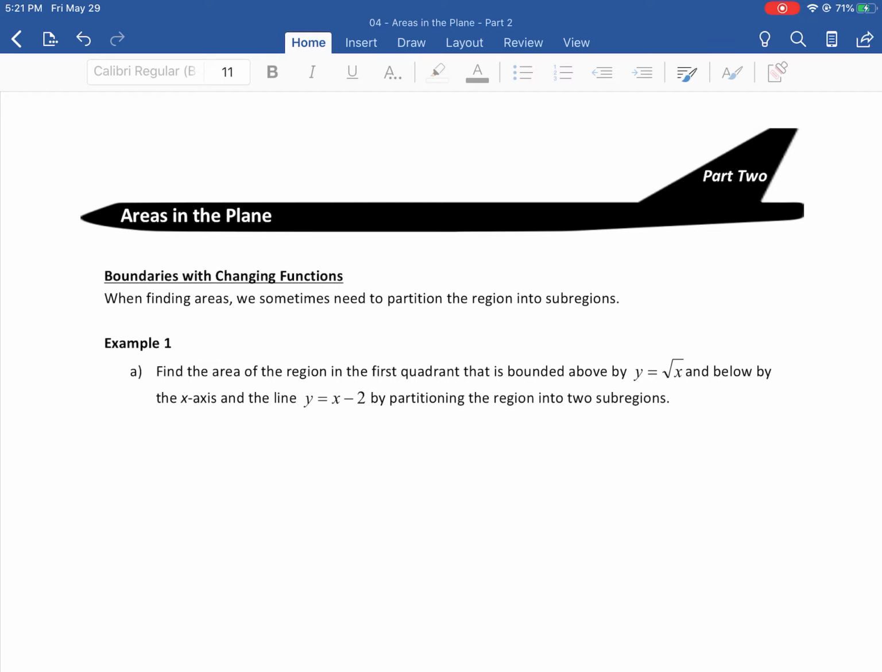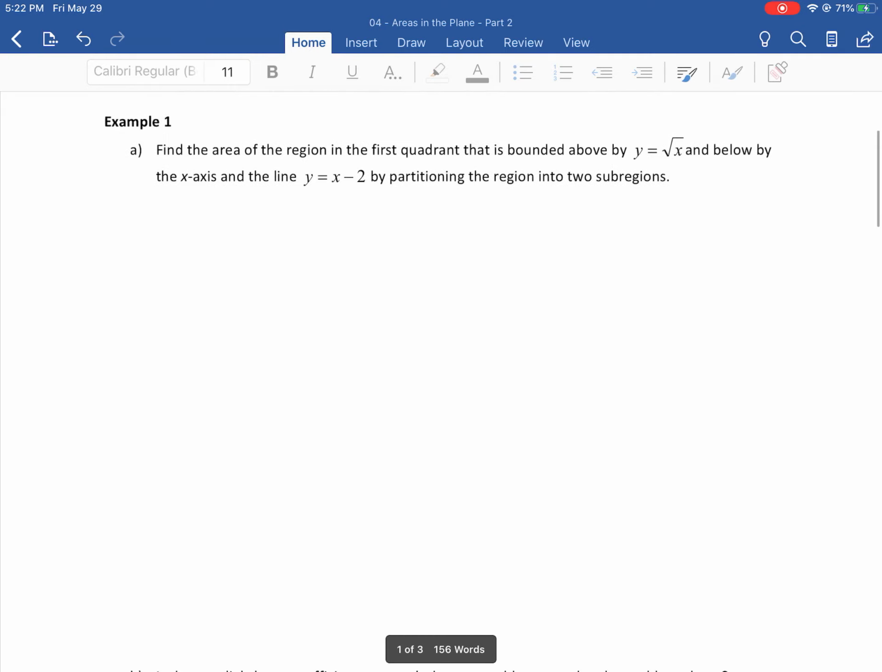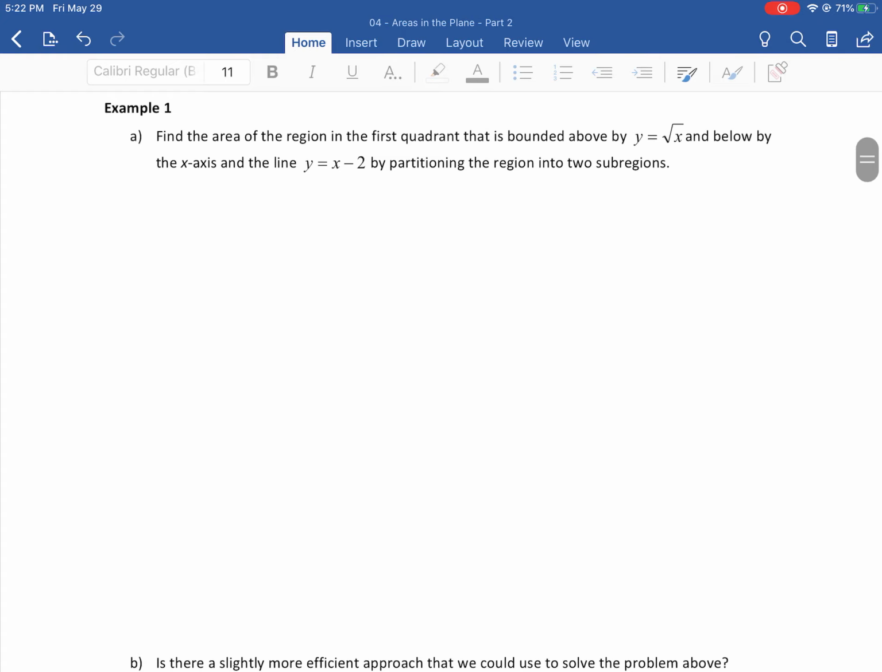Okay, boundaries with changing functions. When finding areas, we sometimes need to partition the area, the region, into subregions. It says find the area of the region in the first quadrant that is bounded above by y equals root x, and below by the x-axis and the line y equals x minus 2, by partitioning the region into subregions.